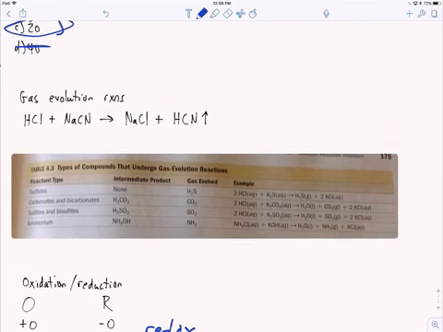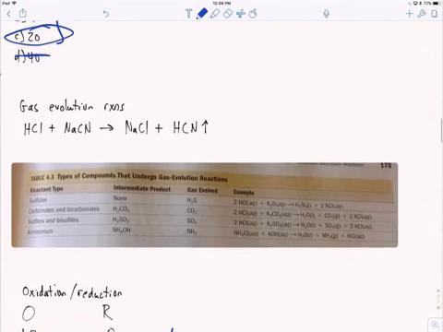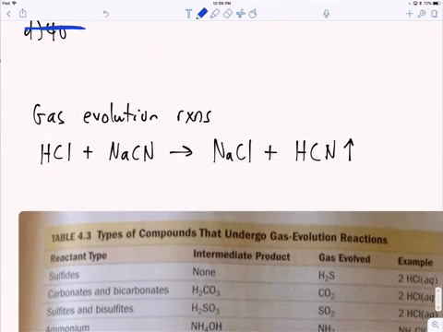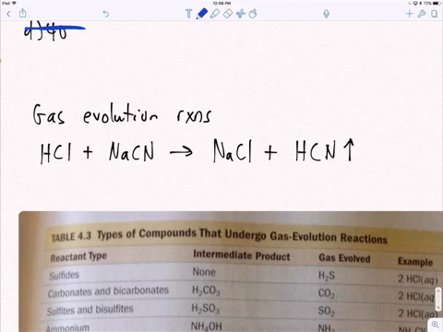Next category of reactions, gas evolution reactions. This is actually what they use in gas chambers, so you can execute people that way. The way this is done is you mix hydrochloric acid with sodium cyanide salt. What happens is sodium chloride is formed and then hydrogen cyanide gas. And in the olden days, like I said, the gas was denoted as an arrow pointing upwards.